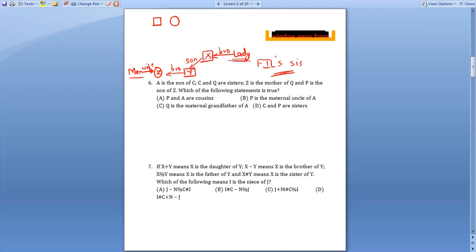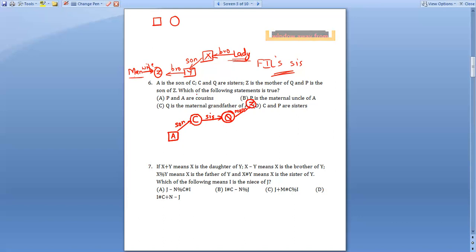So let's move on to problem number 6. A is the son of C. C and Q are sisters. So just write one-way relation. It's enough. So A is the son of C. Okay, we don't know the gender of C yet. Now read the next statement. C and Q are sisters. So that means C is she. Next, Z is mother of Q. Okay, so this goes to the next level, that is Z is mother of Q.